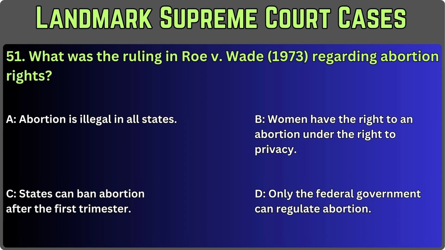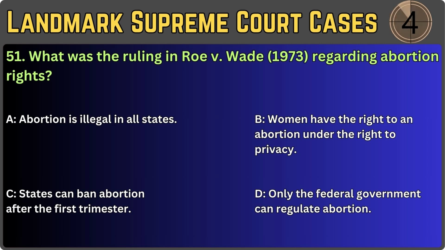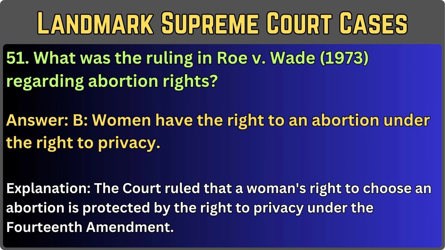Wade, 1973, regarding abortion rights? A. Abortion is illegal in all states. B. Women have the right to an abortion under the right to privacy. C. States can ban abortion after the first trimester. D. Only the federal government can regulate abortion. Answer: B. Women have the right to an abortion under the right to privacy.